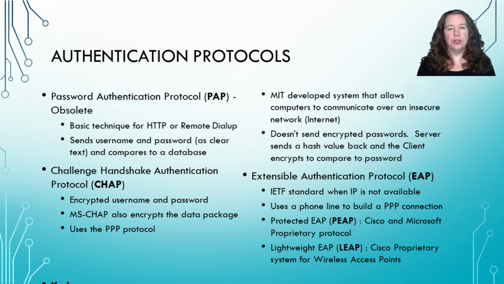The last protocol we're going to refer to is the Extensible Authentication Protocol, or EAP. This is the standard, again, the Internet Task Force standard, when IP is not available. If we can't do IP, we can actually use a phone line to build a PPP, point-to-point connection. There are two different types of Extensible Authentication Protocol. We have PEAP, Protected EAP, which is a Cisco and Microsoft product, or LEAP, which is the Lightweight Extensible Authentication Protocol. This is Cisco's version for their wireless access points. So wireless access points are going to use the LEAP protocol to do their authentication.